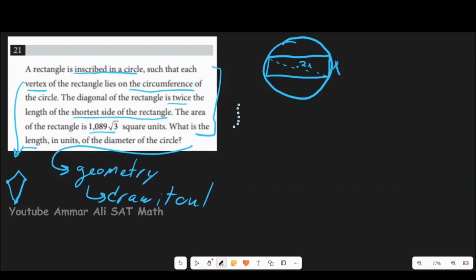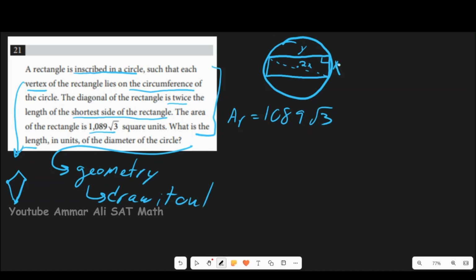Well, this is a crazy question, but if you know the patterns of the SAT and you know what fundamental concepts they test you on, this one is going to be a piece of cake. So the area of the rectangle is 1089 root 3 square units. We know x, but can we find the width? We'll just call that y. And what does this look like? Oh my gosh, we have some sort of triangle maybe, because rectangles have 90 degrees on each corner.